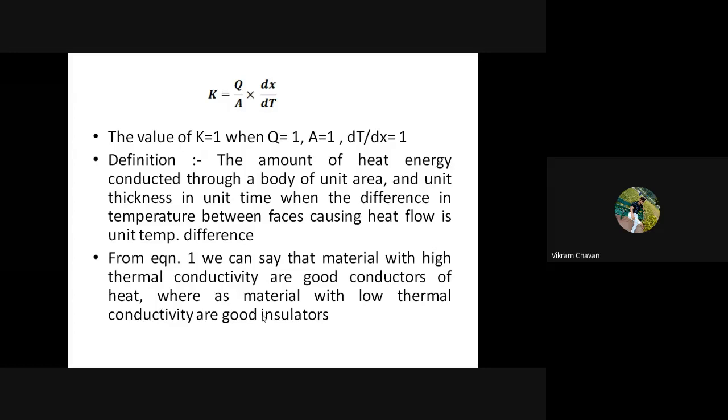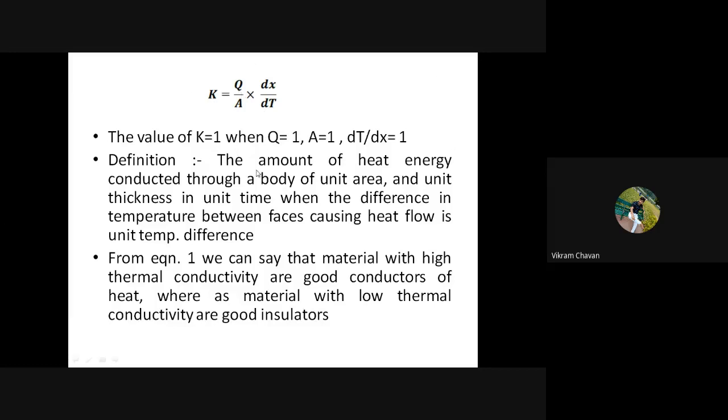So for understanding purposes, we have defined thermal conductivity in the form of a heat transfer rate. When k is equal to 1, at that time q is equal to 1. When will it happen? When the perpendicular surface area is equal to 1 and dT divided by dx is equal to 1, at that time we get k equal to 1. Or else we can say that k is equal to q when A is equal to 1 and dT divided by dx is equal to 1. On that basis only we have defined thermal conductivity.